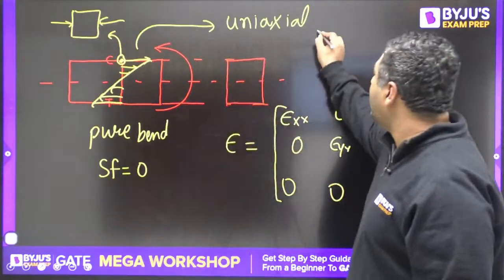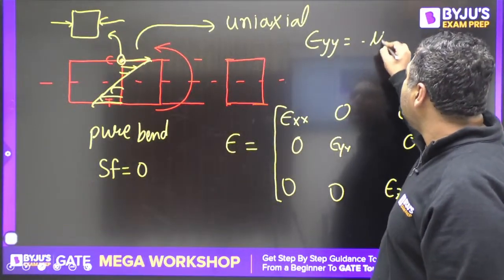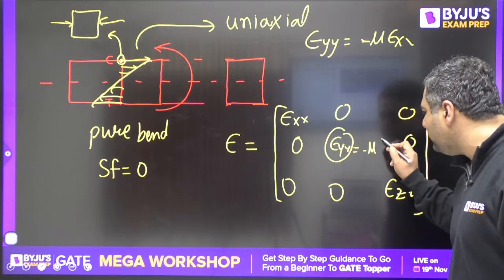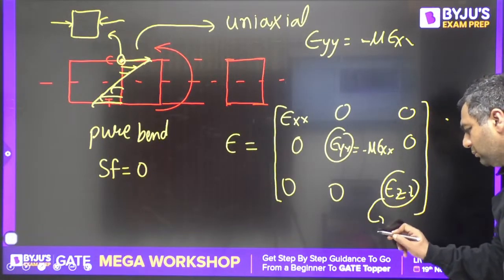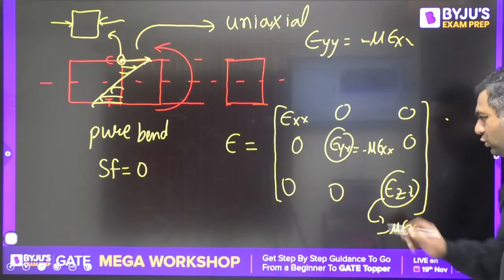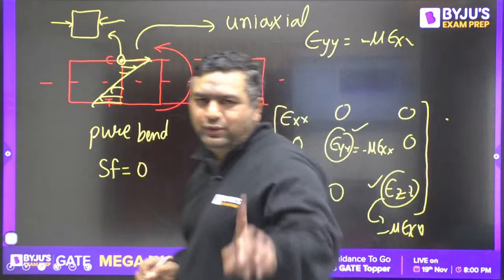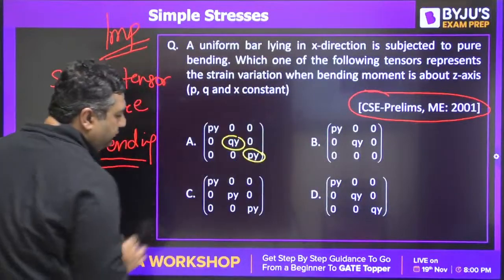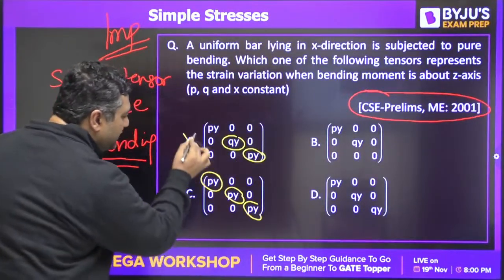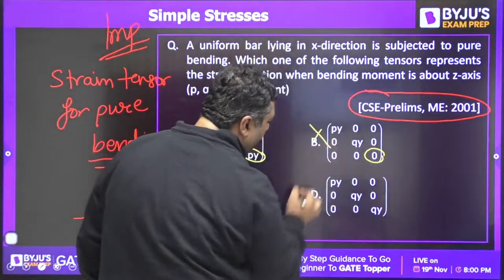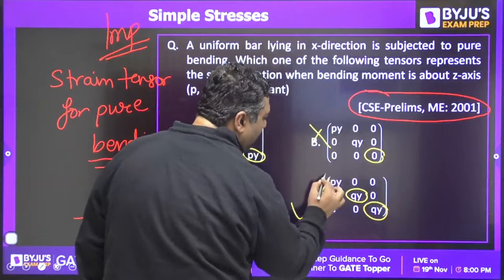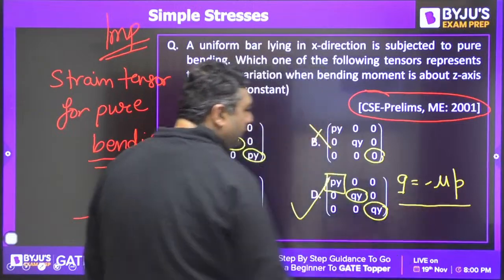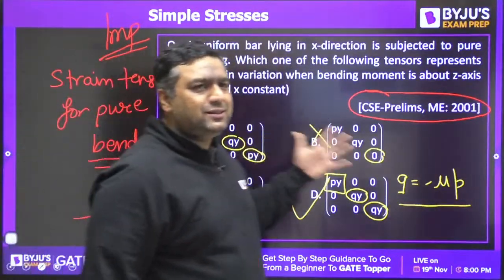So for uniaxial loading, we can write epsilon yy as minus mu times epsilon xx. This is also minus mu times epsilon xx. So you can see these two values are equal. You need to see which option follows this condition. Here these two are not equal. Here all three are equal. So this is wrong, this is wrong. Here this is 0, this is wrong. We have this as right because these two are equal and this is different. Here Q would be minus mu times P. So this is the beauty.